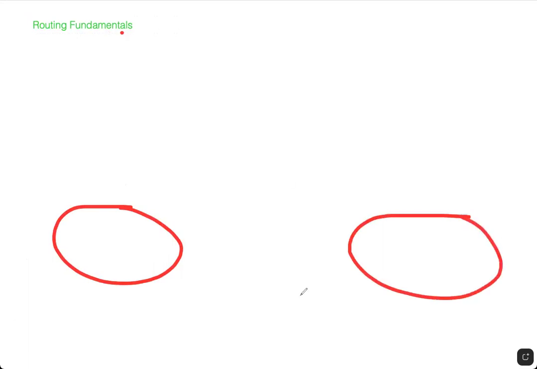Let's start talking about the routing. Routing fundamentals. So routing fundamentals will help us to communicate networks between them with the help of a router. Like we discussed yesterday, we took two VLANs. This is VLAN 10 and this is VLAN 20.